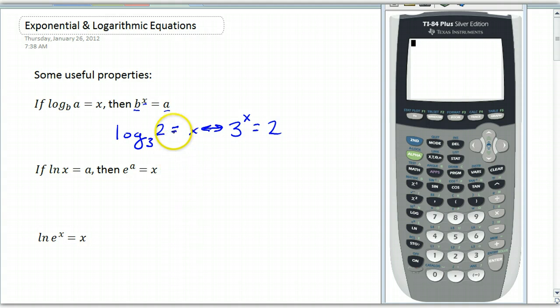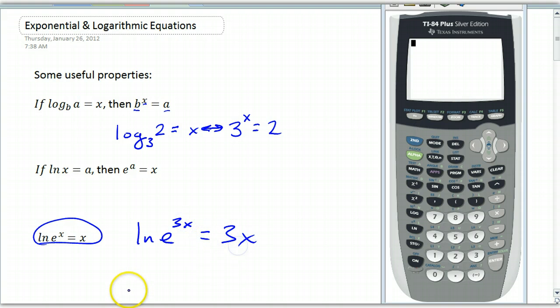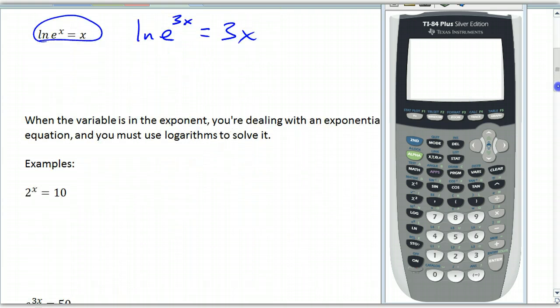Okay? So if we apply that same definition to natural logs, remember the base of a natural log is e. So this says that if the natural log of x is a, then e raised to the a power is x. And finally, this is a really useful little property. The natural log of e raised to the x is x. So the natural log of e to the 3x is 3x. Okay? So let's look at some examples here.